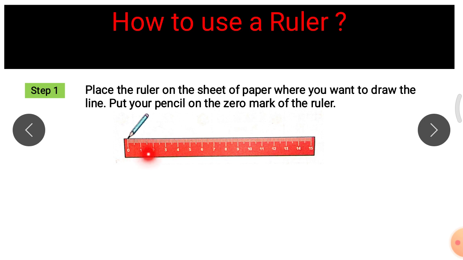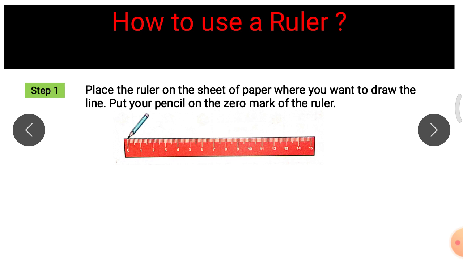See, from 0 to 1 there are small lines. Okay, so this from 0 to 1 is called 1 centimeter. 1 to 2, again 1 centimeter. 3 to 4, 1 centimeter. So 1 centimeter at equal distance, right? So there will be 0 also, there will be 1 also. So do not start from 1. Always start from 0. Please make sure that you're drawing the line from 0 onwards.